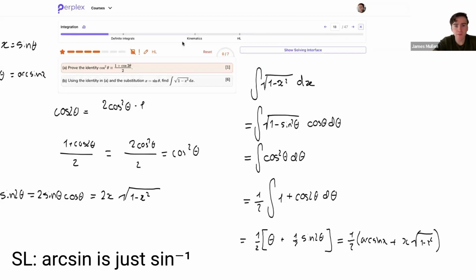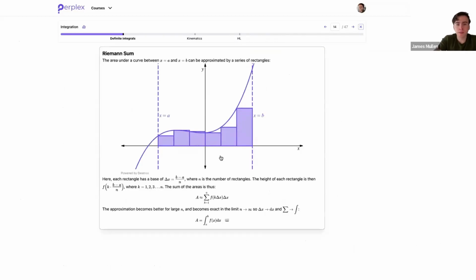Tricky question. I'm not totally sure why it's tagged as high level, because the standard level students could do this question. It'd be a hard SL question, and more likely to show up for HL than for SL. But SL students, I think you should be able to follow all the steps that I did there. I just used standard level identities and standard level integrals.